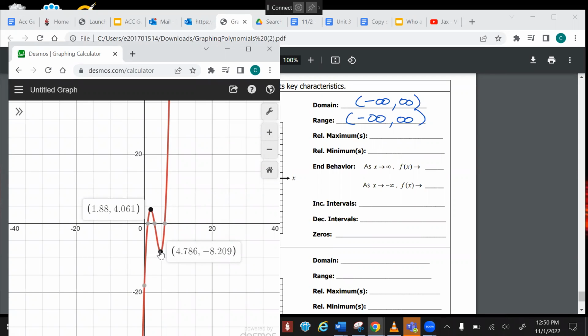And then it's positive infinity. You're going to see it on the x to the fourth. So for the x to the third, it's going to be negative infinity to positive infinity.